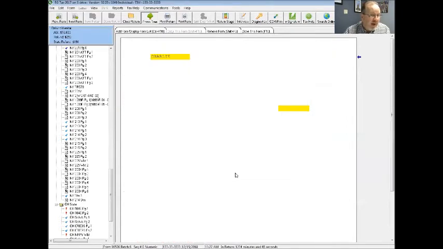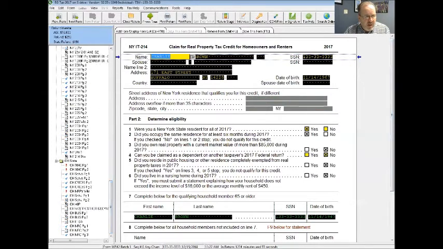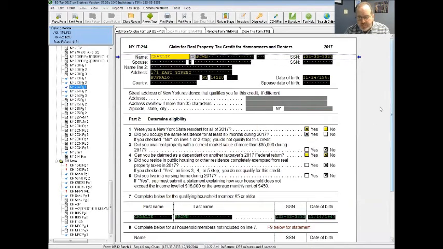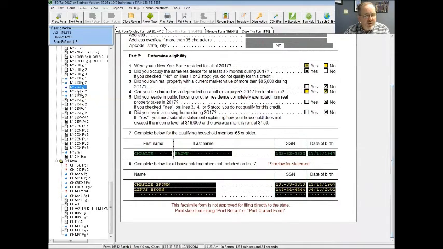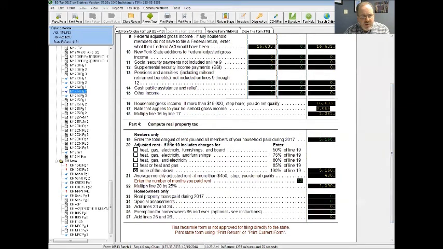In this case, right now I've got Charlie Brown making $16,000, and the questions that we're going to fill in are really on page 2. Well, let's get the ones on page 1 first. So we have to answer these questions that would be read. Did you occupy the same residence for 6 months? Yes. Do you own real property of more than $85,000? No. And you don't reside in public housing or a nursing home? You'd answer those. Once we answer those, we go to page 2, and basically this credit is right here, and it's Part 4 for renters only.